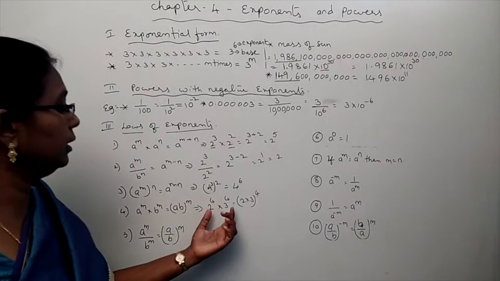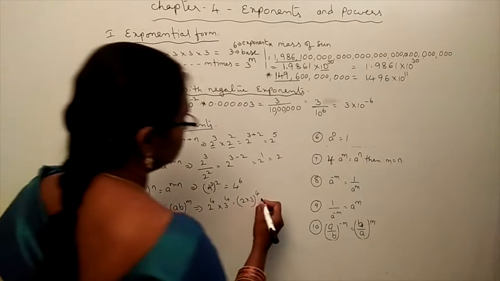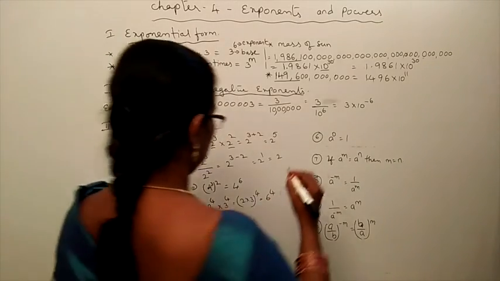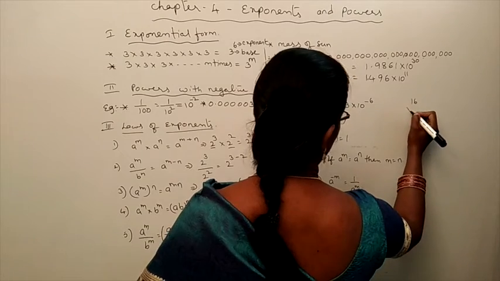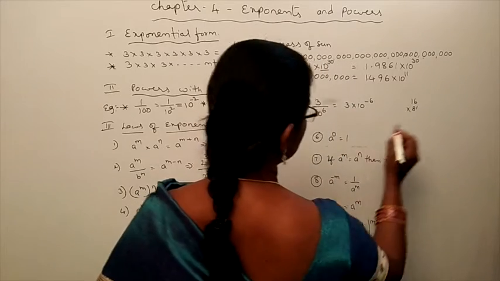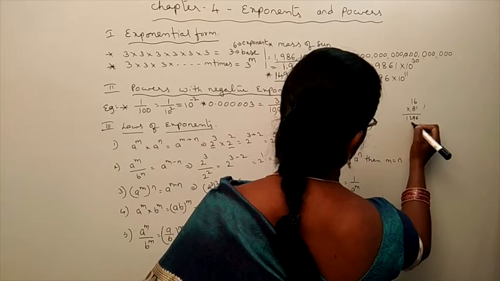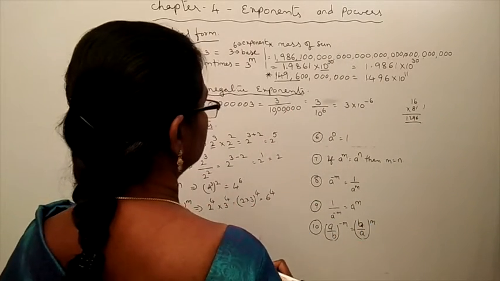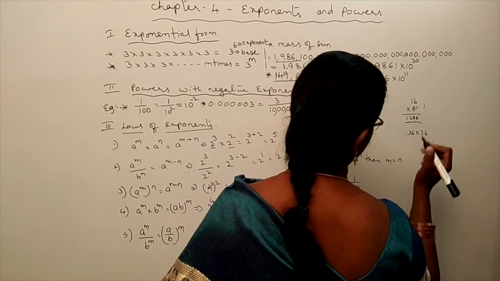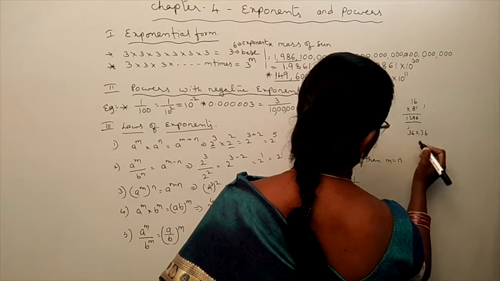Then the easy method: we have to multiply 2 into 3 whole to the power of 4, that is 6 whole to the power of 4. Now 2 to the power of 4 means 16, into 3 to the power of 4, 81. Now 6 to the power of 4 means 36 into 36. 6 sixes are 36.